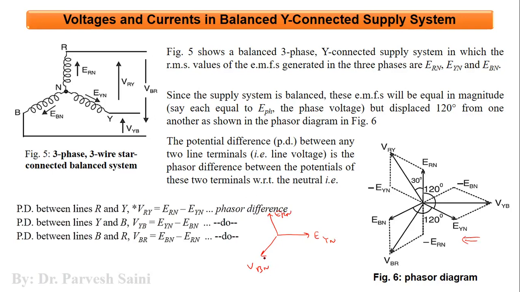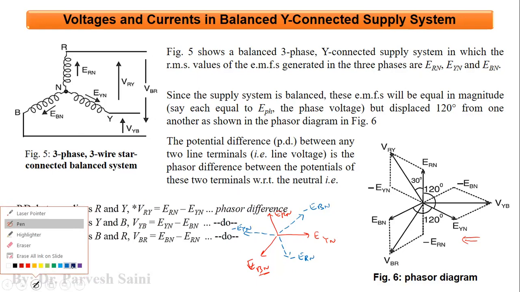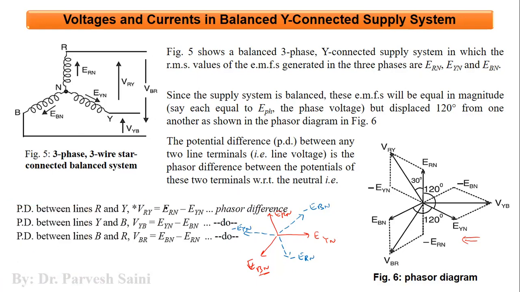Now, if you draw this EBN backward, let us draw it like this. So this will become minus EBN. Similarly, if you draw this ERN backward, it will become minus ERN. Similarly, if you draw this backward here, it will become minus EYN, like this. Now let us come to the third part, which is the resultant one. So let us take this one.